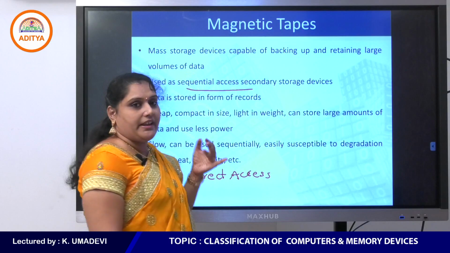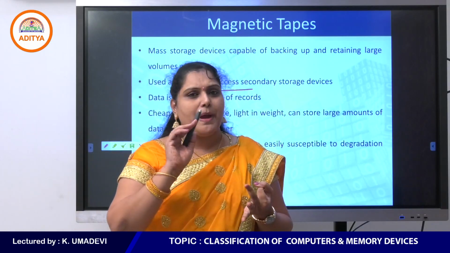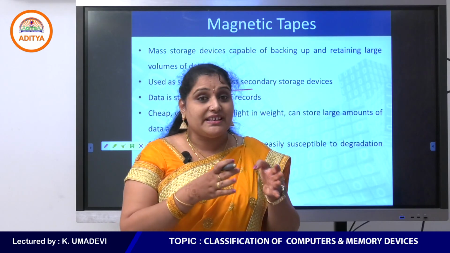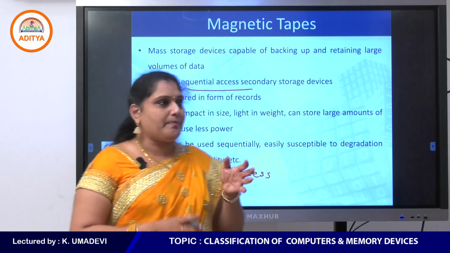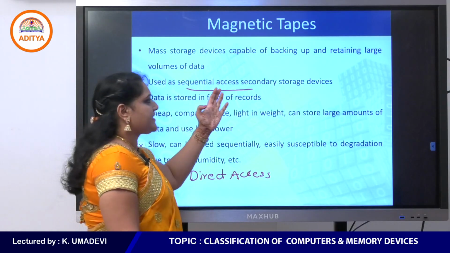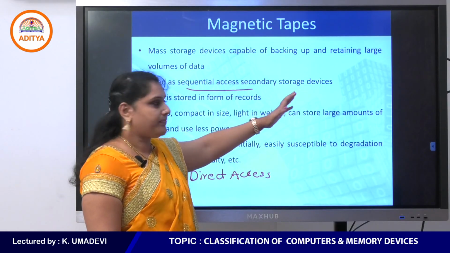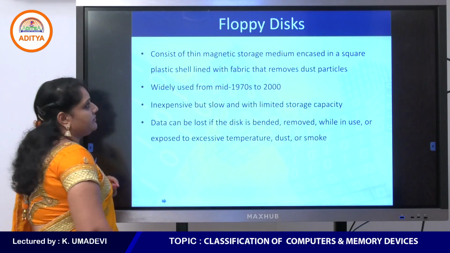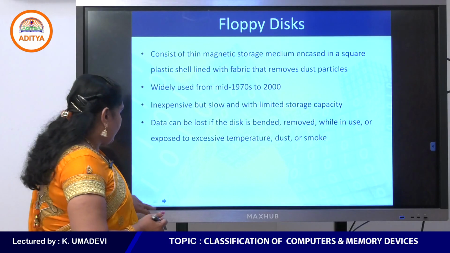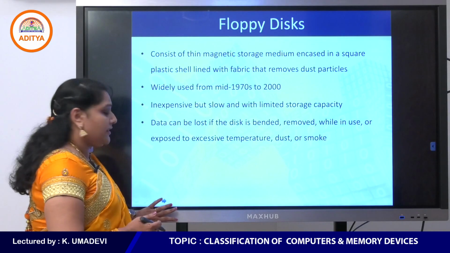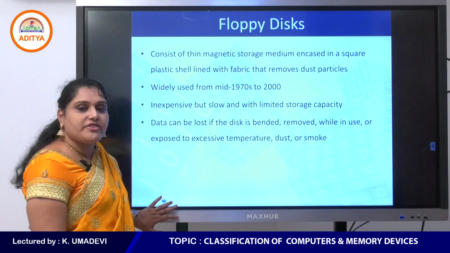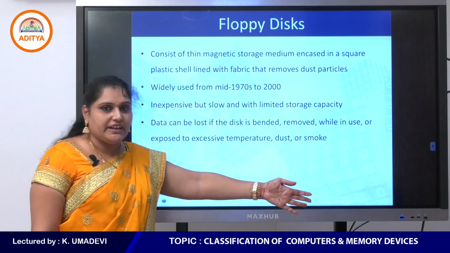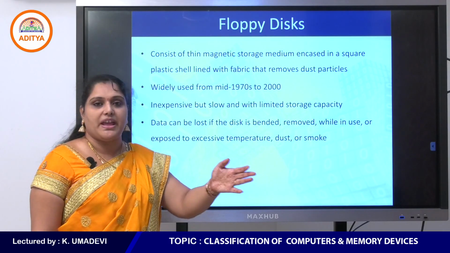See here, magnetic tapes, punched cards, and punched paper tapes are all secondary storage devices which follow sequential access. So that's why magnetic tape is a sequential access secondary storage device. Okay. So next, floppy disks. We already discussed the floppy disk. A floppy disk is a secondary storage device which is used to store the data permanently, and it is also used to move the data from one system to another system, like pen drives.